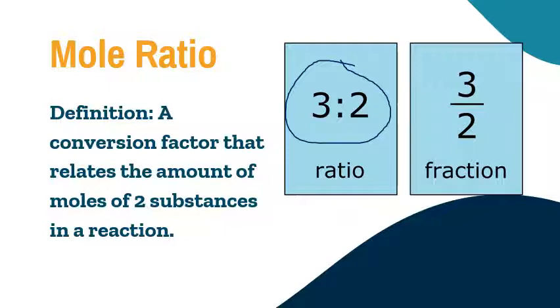So we'll be using ratios within chemistry to find the relationship between two substances in a reaction. So it can be a reactant and a reactant, a product and a product, or a reactant and a product. We'll be using the mole ratio then to solve stoichiometric problems.